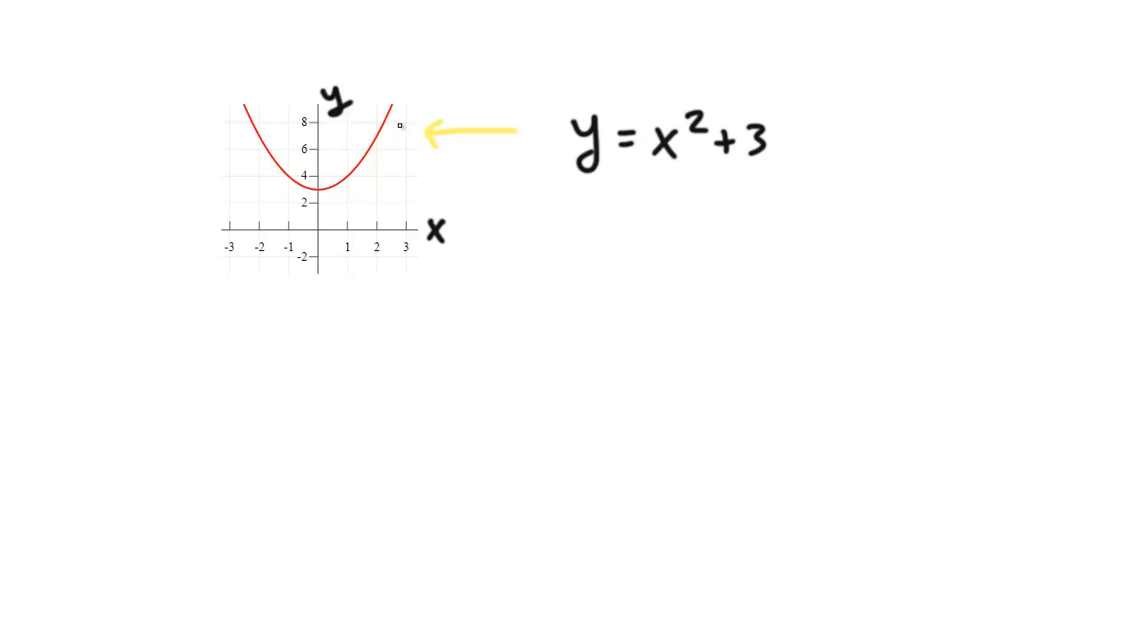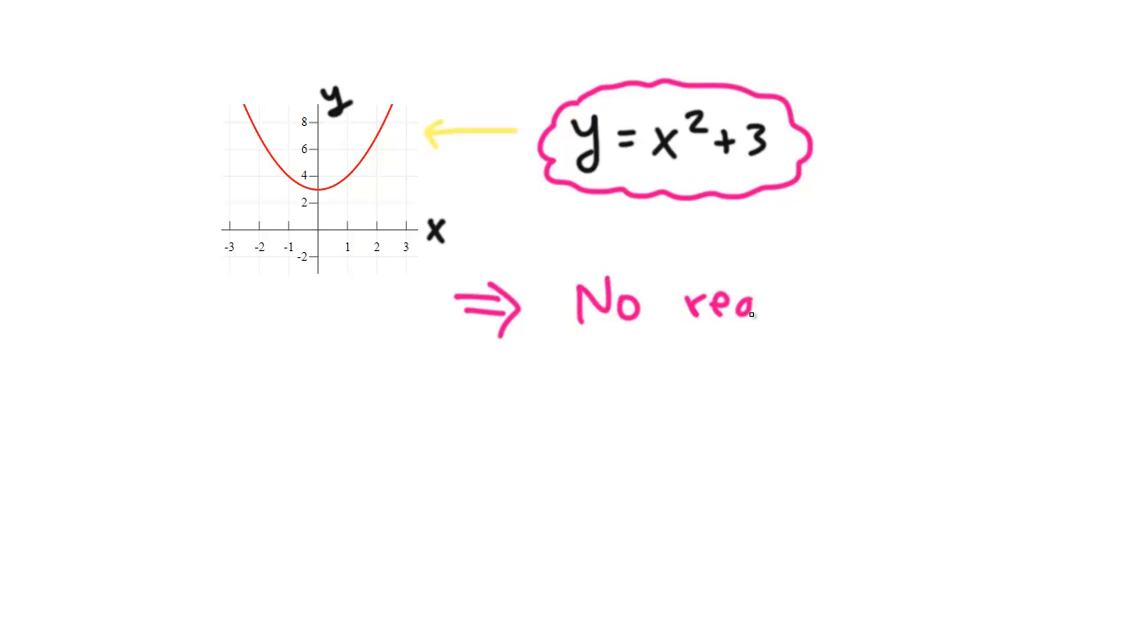Now let's take a look at this parabola. This is from the quadratic equation y equals x squared plus 3. Notice that the parabola does not cross the x-axis. So there are no x-intercepts, there are no roots. Hence we can say that there are no real number solutions for this quadratic equation.